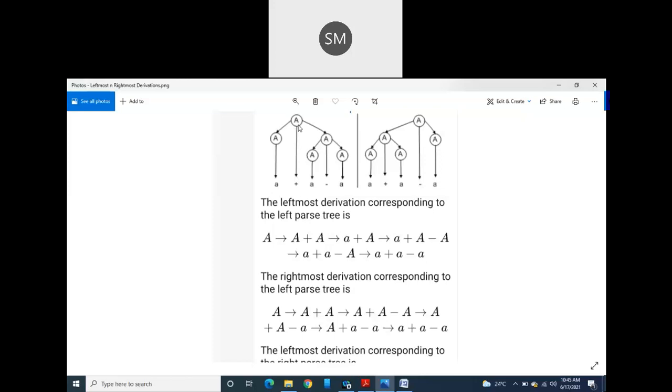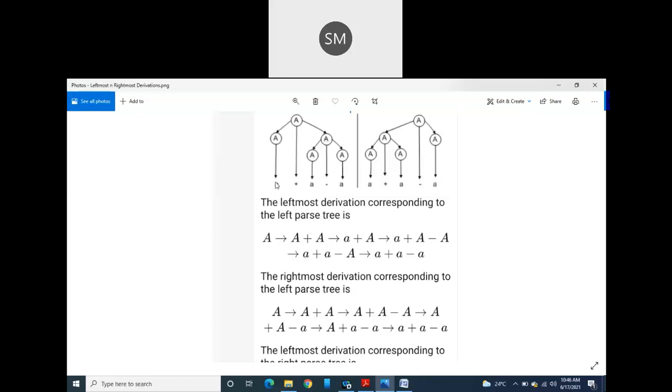Just keep observing my mouse pointer. A is the root node, and this A is a left subtree, and this is again a left subtree, right? So here A plus A. So A arrow A plus A; this is the first production of my grammar. Then, what is going on here? This leftmost A can be replaced by small a, which is a terminal. After that we cannot derive it any further.